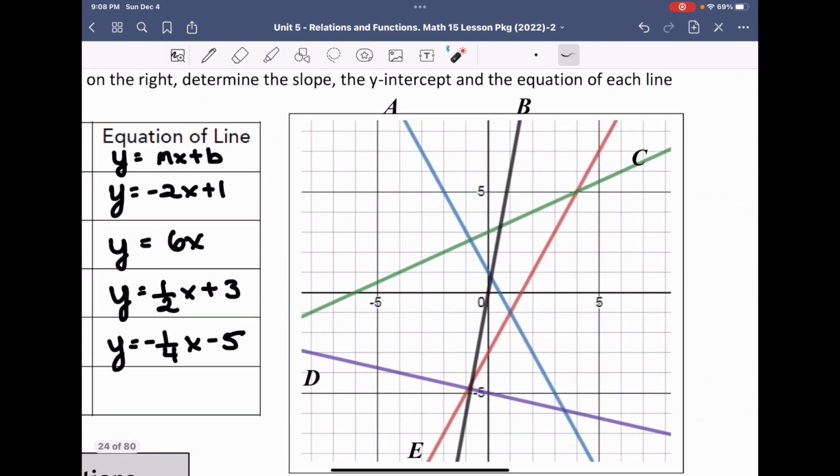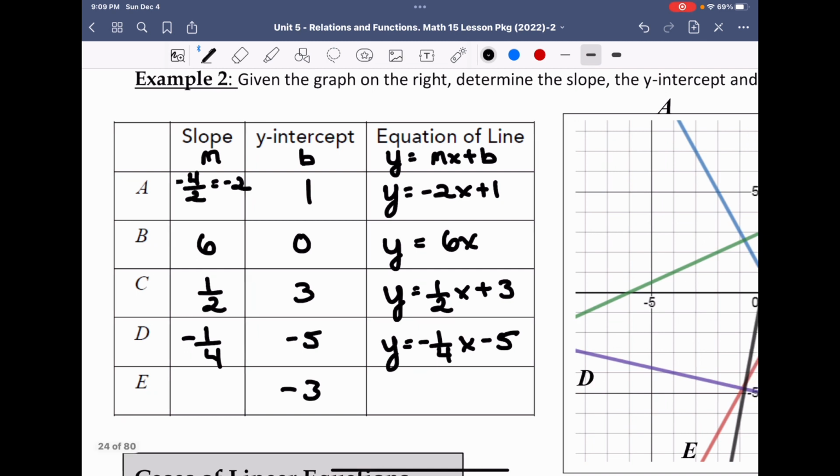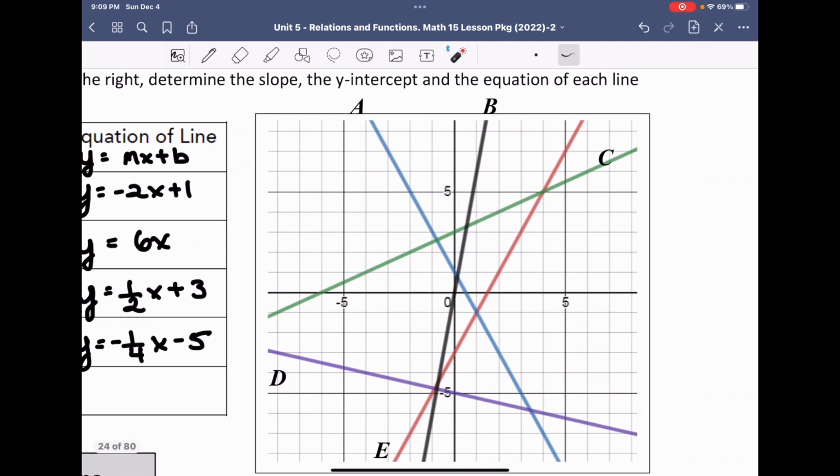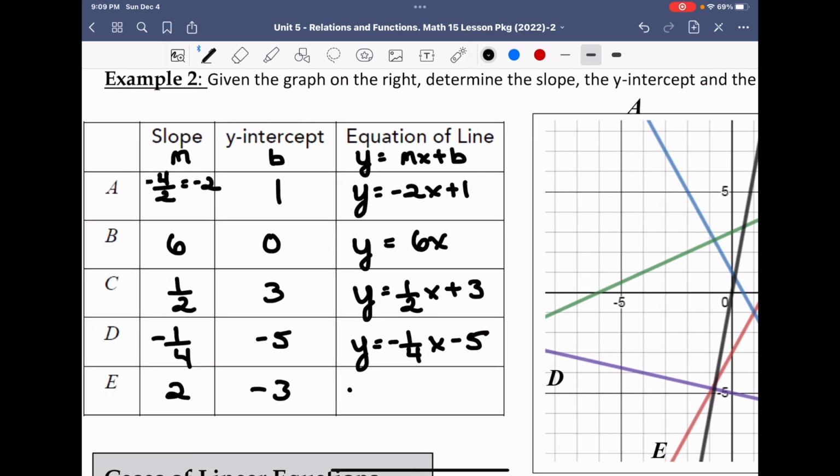E is our salmon line, and it is increasing from left to right. It has a y-intercept of -3, so I'm going to put in -3 here for our y-intercept. Its slope, we can use any 2 points here that are definite points, so maybe here and here. We have to go up by 2/1, meaning the slope is equal to 2/1, or just simply 2. And so I go back here and I say it's equal to 2. Y is therefore equal to 2x minus 3.